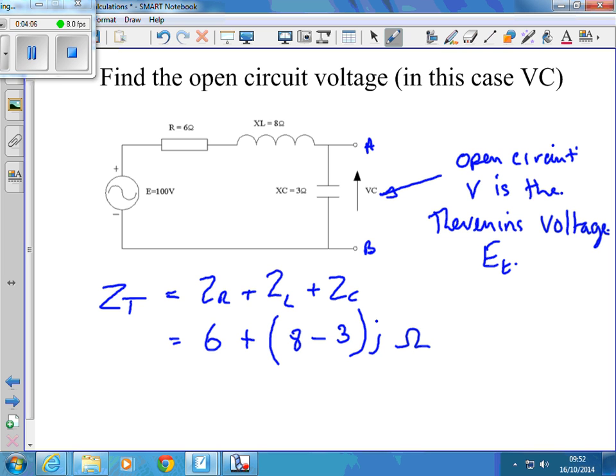Capacitance is a minus 90 degrees or minus J. Inductance is positive 90 degrees or a positive J term. Which then all added together is 6 plus 5J ohms. Okay, and that's probably worthwhile at that point, in case you need it in polar form later, to just convert it as well. So what was that in polar form? One of you must have it. Ohms, angle.